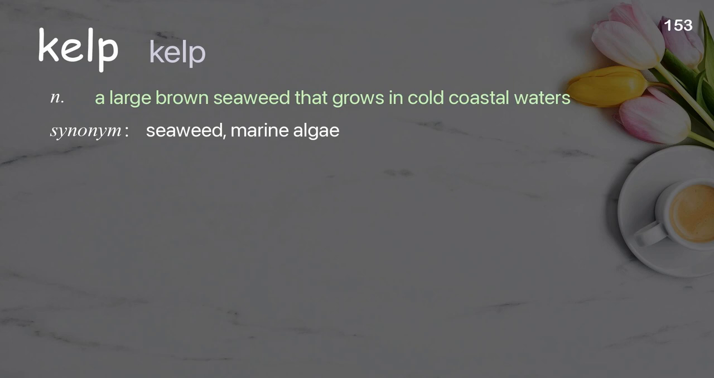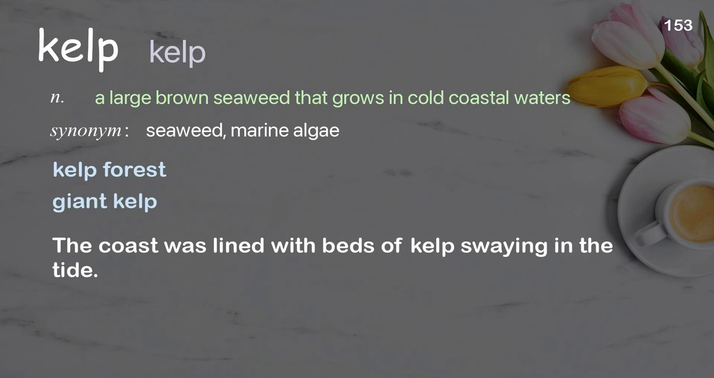Kelp. A large brown seaweed that grows in cold coastal waters. Examples: kelp forest, giant kelp. The coast was lined with beds of kelp swaying in the tide.